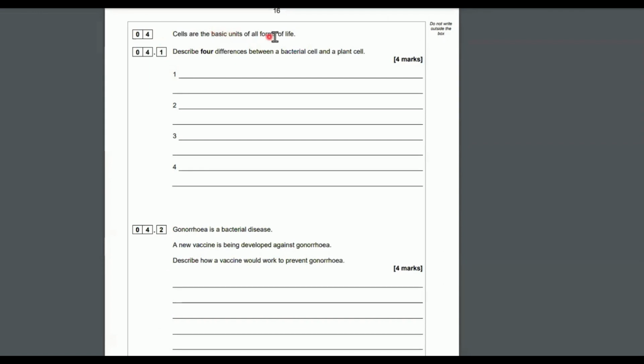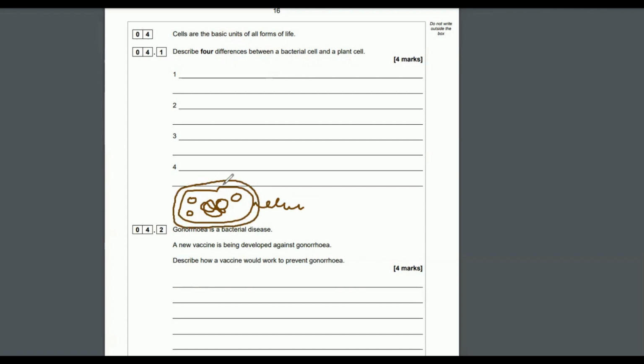Question 4. Cells are the basic units of all forms of life. Describe 4 differences between a bacterial cell and a plant cell. So pause the video. Have a go. So here's my bacterial cell, and if you don't know how to do this, it's the best way to revise. Grab a bit of paper when you're watching Netflix and scribble down a diagram of a bacterial cell and then try and name everything in the bacterial cell.